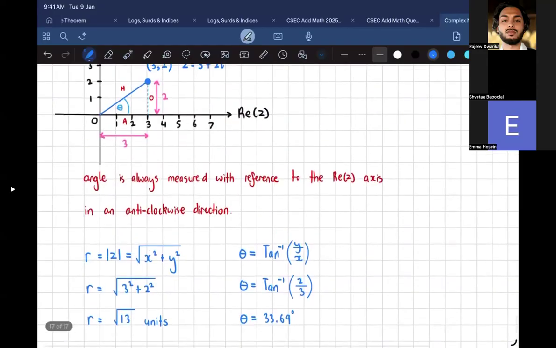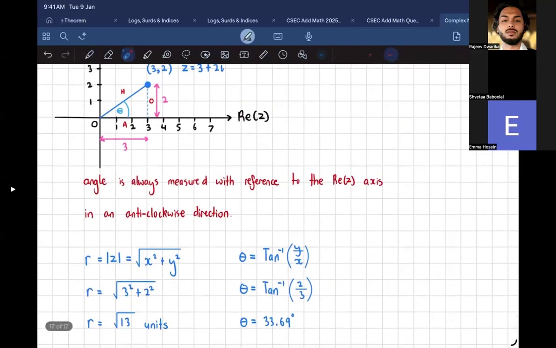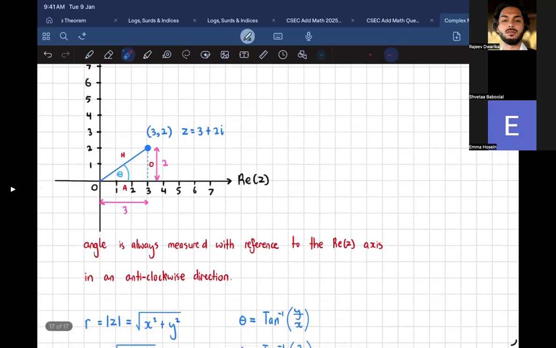So these are the main things you need to know when you're plotting a complex number. Anytime you're plotting a complex number on the Argand diagram, you need to know its distance from the origin to the point, and you need to know the angle it forms with respect to the real axis. Everybody okay? All right. Emma, you're probably wondering where this cos and this sine thing come from.